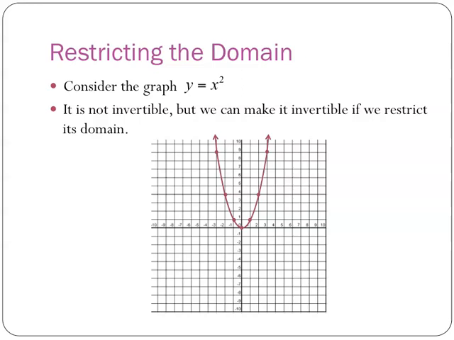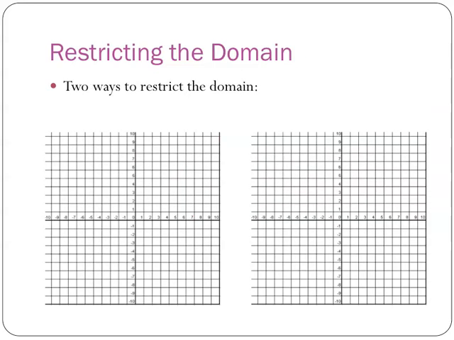So for example, there are two different ways we can go about restricting the domain here. One way is to just take the left side, so from 0 and less than 0, and only take that half of the graph. If we restrict the domain to x being less than or equal to 0, you can see now that this would pass the horizontal line test, and therefore, if we find the inverse of just this portion of the graph, the inverse would also be a function.